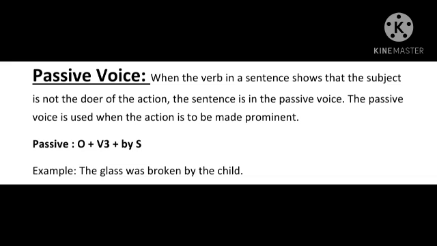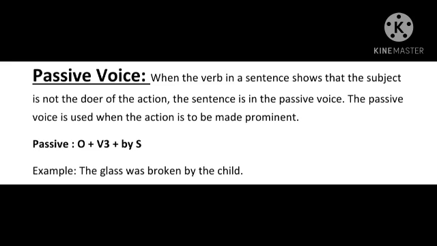Now passive voice. When the verb in a sentence shows that the subject is not the doer of the action, the sentence is in the passive voice. The passive voice is used when the action is to be made prominent. The structure of passive voice is O, V, and S.